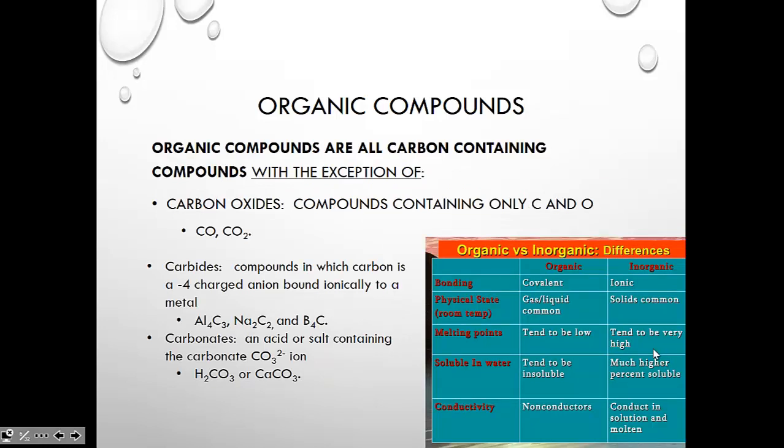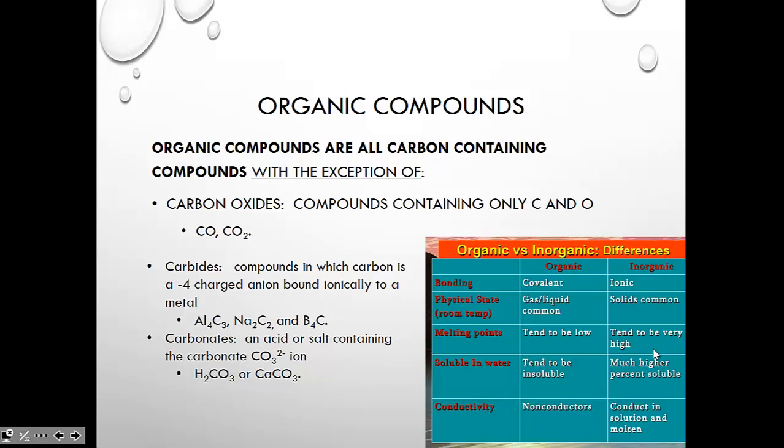There are exceptions, however. Carbon oxides, so compounds composed exclusively of carbon and oxygen, are not considered organic. They are inorganic compounds. Compounds in which carbon is an anion, so carbides, are also excluded. And the carbonate anion, being that that anion is made exclusively out of carbons and oxygens, it is excluded.